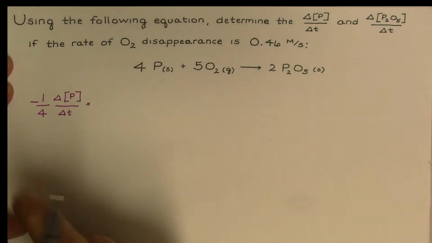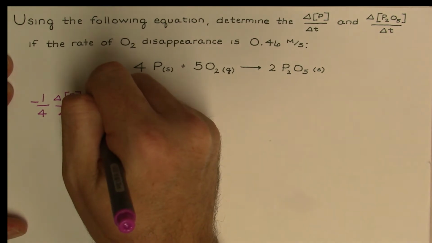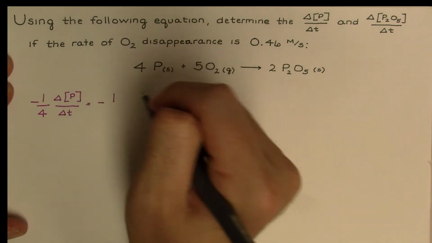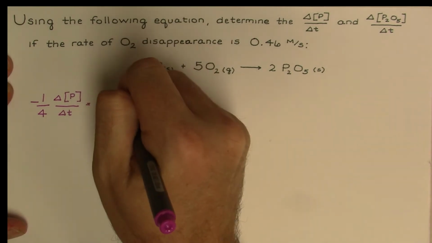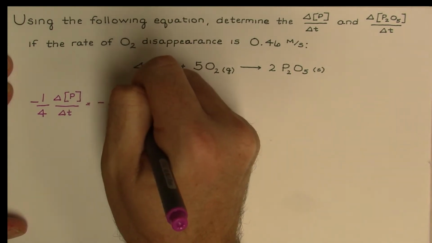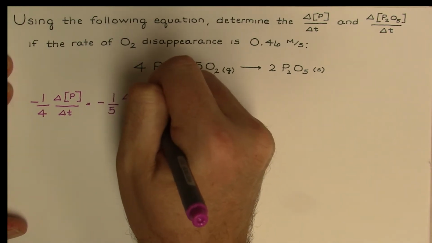We will set this equal to the rate for our oxygen. So that will be equal to negative 1 over 5, the 5 coming from the coefficient of the balanced chemical equation for oxygen, and multiplying that times the change in oxygen over the change in time.